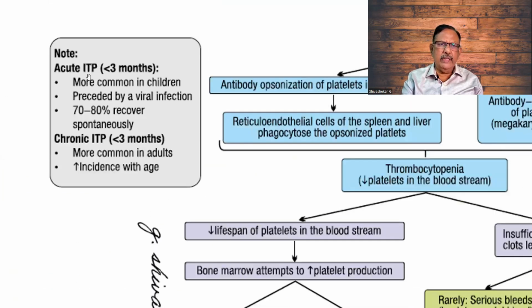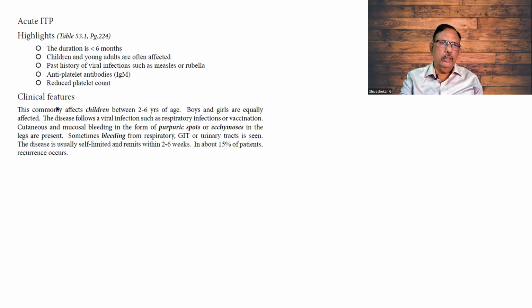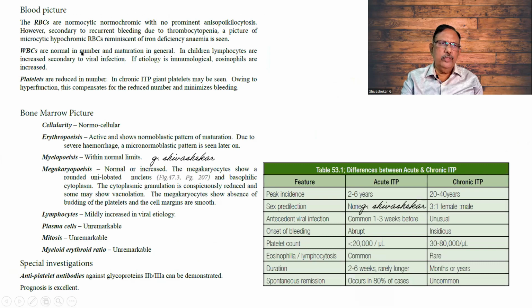And this is a summary and the differences between the acute and the chronic ITP. So highlights I have just shown you. What will be the blood picture? Obviously, there will be a reduction in the platelets. RBCs will initially be normal, but later on, due to repeated bleeding, the patient can develop iron deficiency anemia, microcytic hypochromic cells can be there.